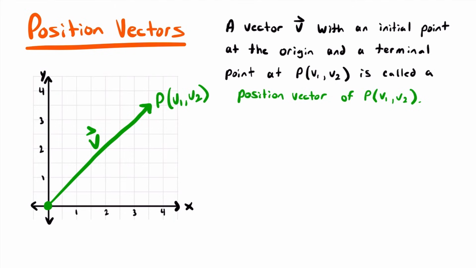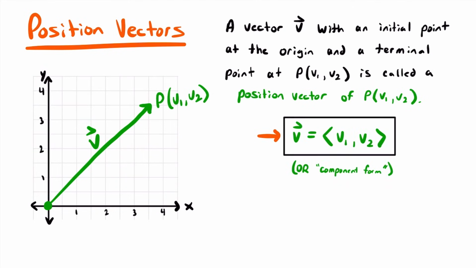All right, and we actually have a special notation for position vectors, as they're going to be the most common type of vector we work with in Calculus 3, and it looks like this. We represent that position vector v with this notation where we have these angle brackets around the x and y coordinate of that terminal point.